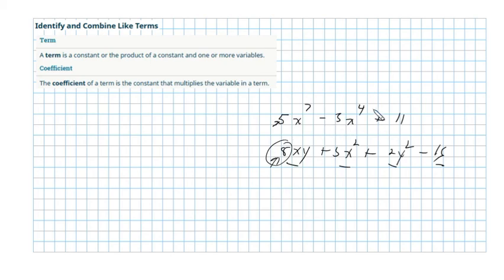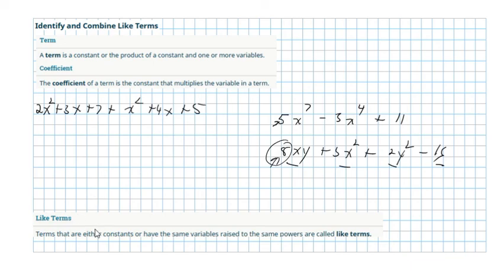Very often we find ourselves needing to simplify expressions. So let's suppose we have an expression like this one: 2x squared plus 3x plus 7 plus x squared plus 4x plus 5. We can simplify this by looking for like terms. So when are terms said to be like terms? Well, whenever they are constants. So this 7 and this 5, these are like terms because they're both constants. Or when the terms have the same variables and every variable is raised to the same powers. So like terms are either constants or have the same variables raised to the same powers.